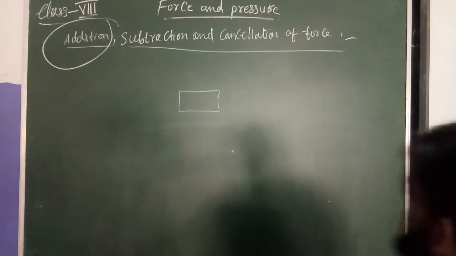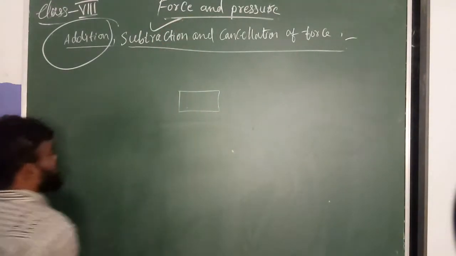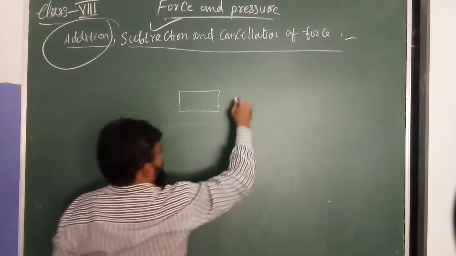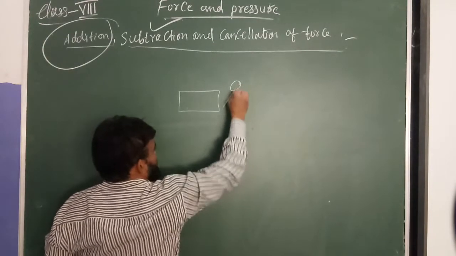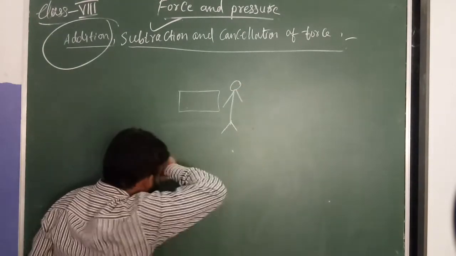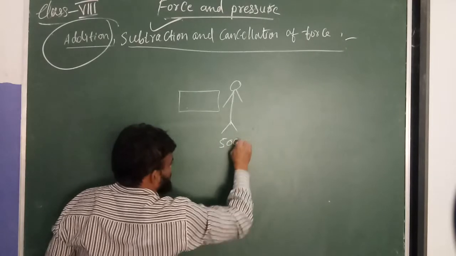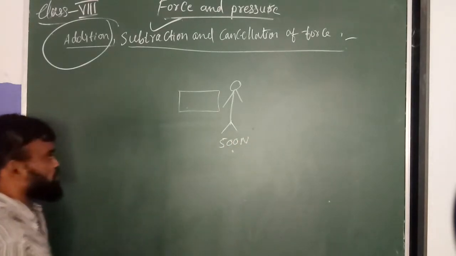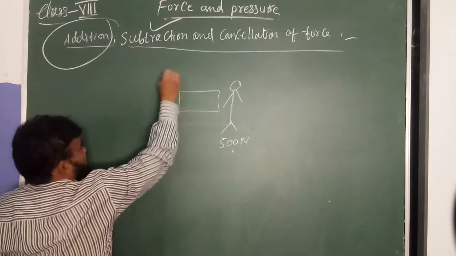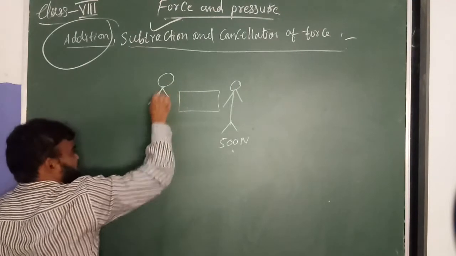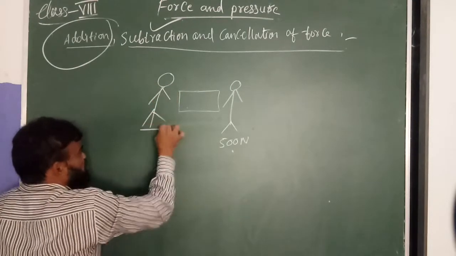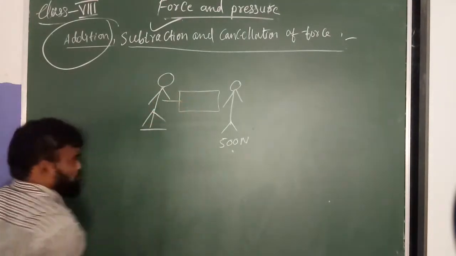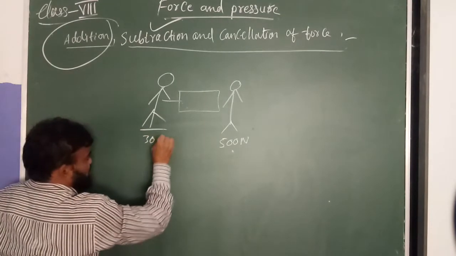Now listen. Similarly, I am going to explain subtraction. Here you see one person is standing and applying a force. For example, this is 500 Newton, right? And another person is standing in the opposite direction. He is also applying a force on the object, that is, he is applying 300 Newton.